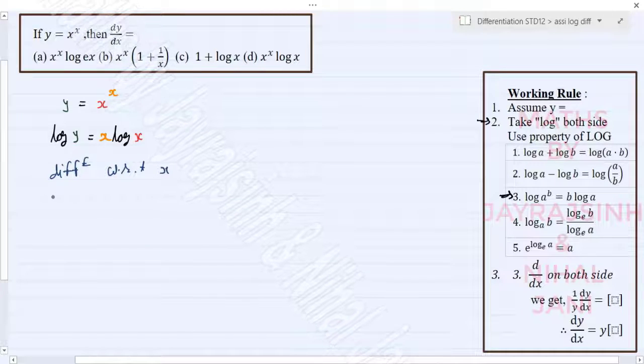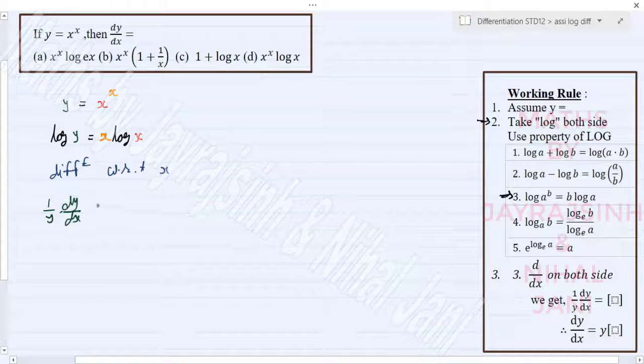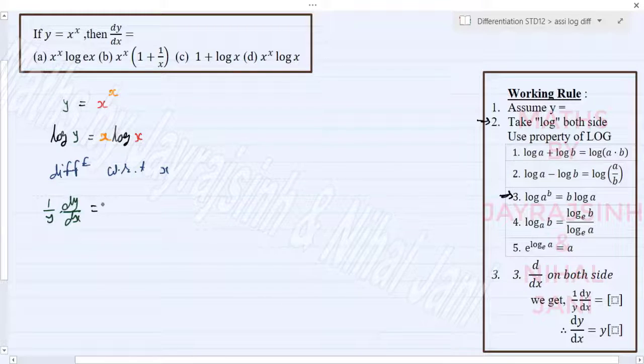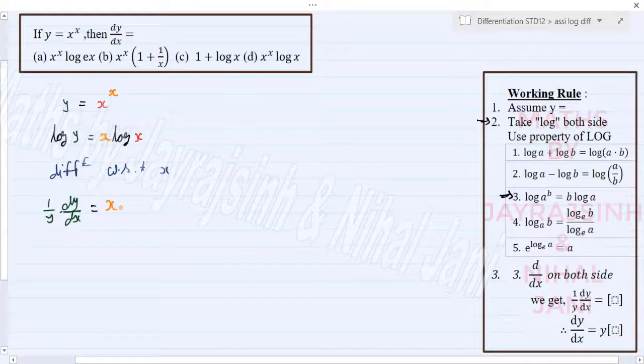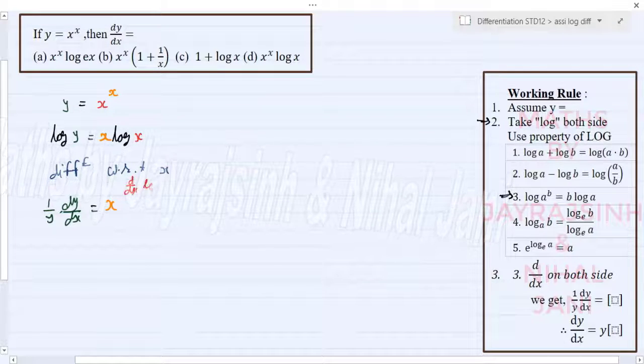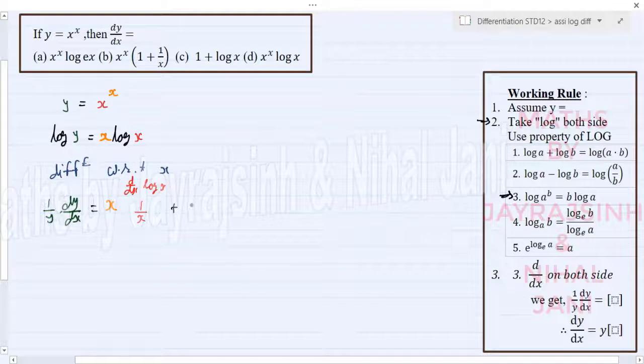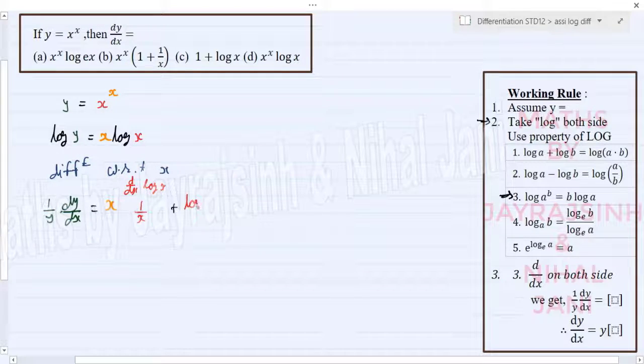So differentiation of log y will be 1 upon y dy by dx, and on the right hand side we have to apply the multiplication rule. Let's say x will be as it is. Differentiation of log x is simply 1 by x, plus log x will be as it is.